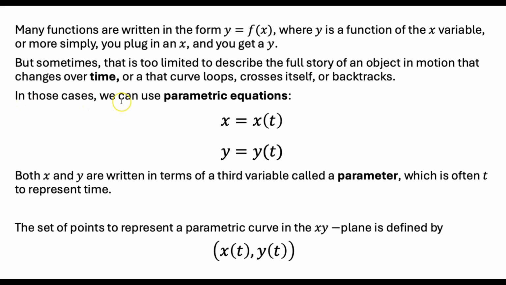In those cases, we can use parametric equations. x is equal to x of t, so x is a function of t, and y is equal to y of t, so y is a function of t. Both x and y are written in terms of a third variable called a parameter, which is often t to represent time. So the set of points to represent a parametric curve in the xy plane is defined by the point x of t, comma, y of t.